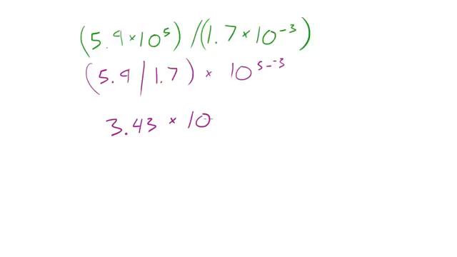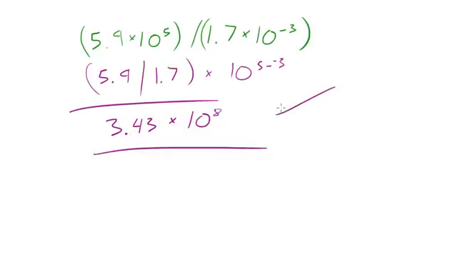So again, we don't need a calculator for that. 5 plus 3 is 8. So that's our final answer right there, and that's already in proper format. So 3.43 times 10 to the 8th is in proper scientific notation form.